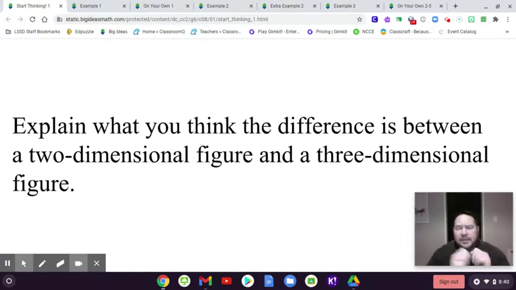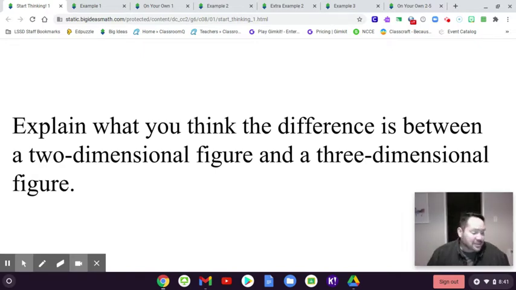So we're going to move into Chapter 8, and it's going to start with a little understanding of three-dimensional shapes, what 3D means. So first of all, you're going to want some paper, pencil, notes. You're going to take some notes. All of 8.1 is pretty much notes. So if you don't take notes, that's not good. Take notes.